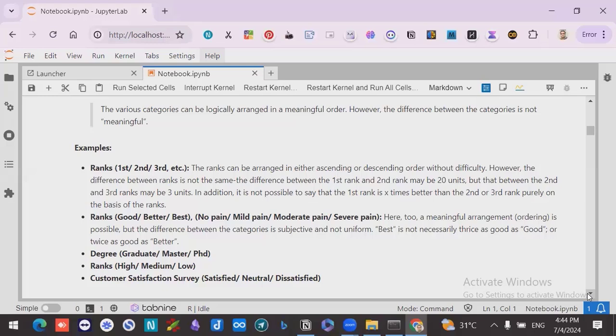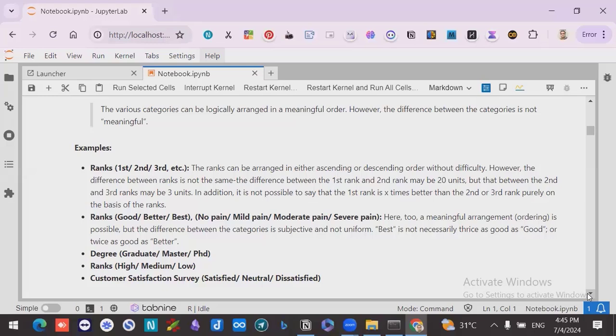But the difference between the categories is subjective and not uniform. So here we are not looking at difference. For example, 3 minus 2 is 1, and 2 minus 1 is also 1. So can I say every person is the same? The answer is no. The first person is better than the second person, but in those cases order makes sense, but not difference.